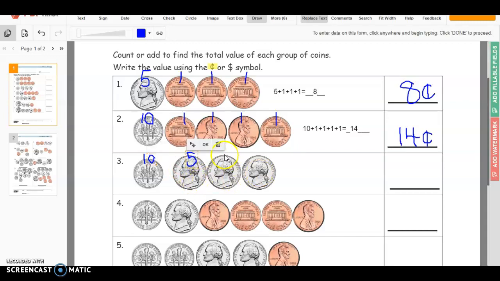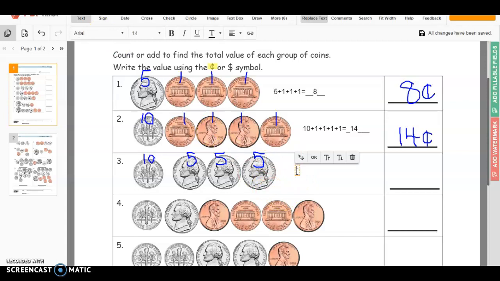The rest of these are nickels, so I'm going to go ahead and write 5 on top of them because I know that all nickels have the same value. Okay, now it's time to turn it into a number sentence. I have 10 plus 5 plus 5 plus 5 equals, and it's my job to find the total. So I have 10 plus 5, which is 15. 15 plus 5, which is 20, and 20 plus 5, which is 25.